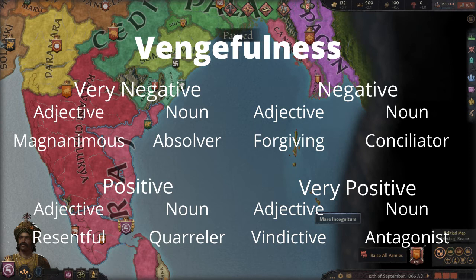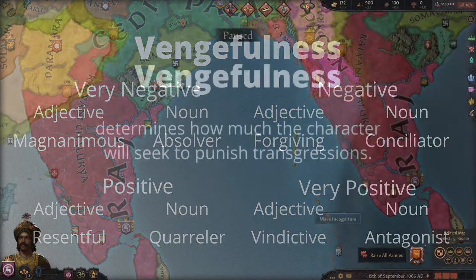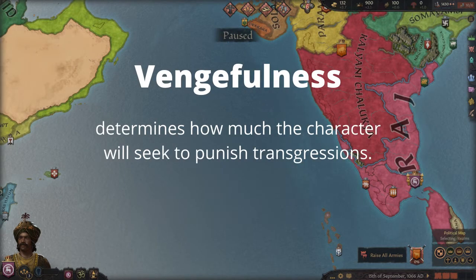And so what this personality attribute does is it causes the AI character to determine how much the character will seek to punish transgressions. So the more positive you are in the vengefulness, the more likely the character is to seek out punishment for transgression. If you kill a family member, and a lot of your family is forgiving, which is more on the negative side, they're probably just going to overlook it and not care. But the characters that are more positive on here, they may be coming after you. They may try to do a murder scheme on you. They may try to overthrow you. They may try to declare independence against you because they're seeking punishment for that transgression.